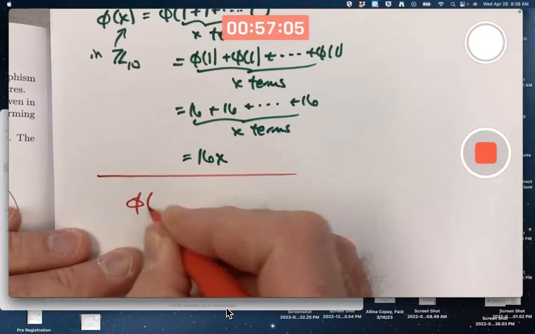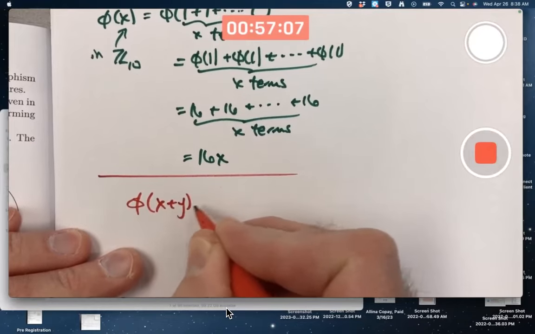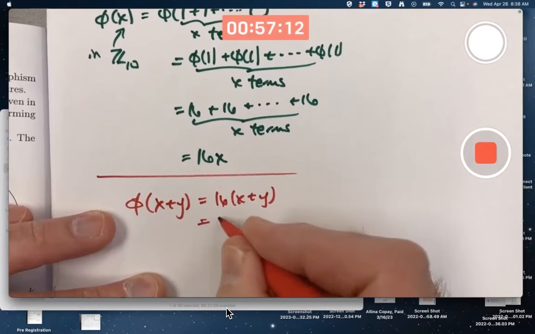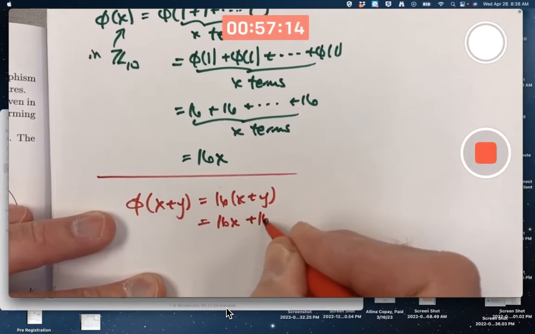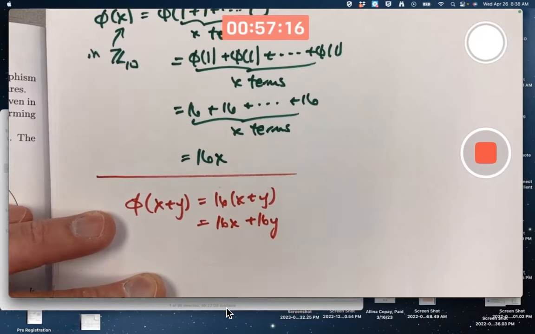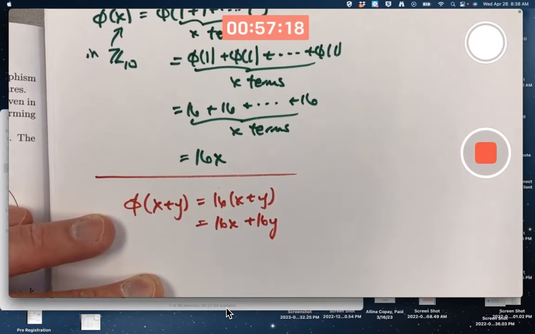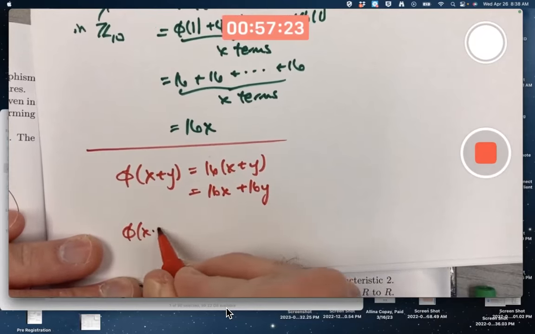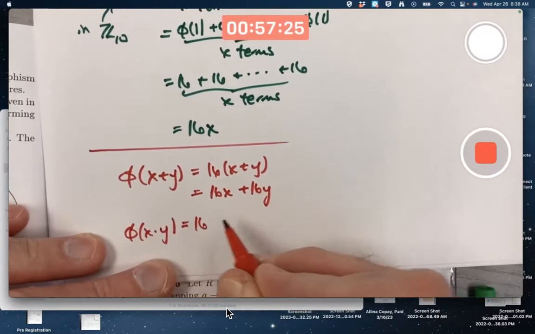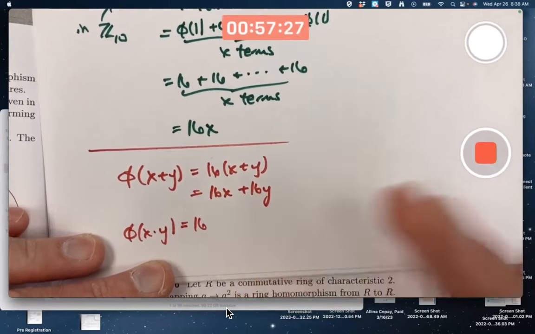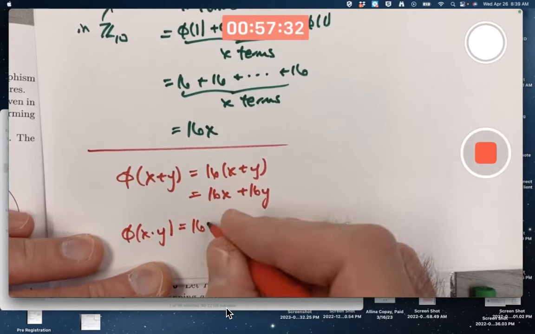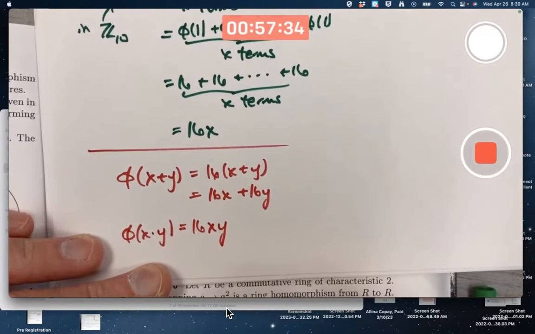Phi of X plus Y is 16 times X plus Y. And yes, in modular arithmetic, you can distribute the 16 through here. Yes, and you're still modding by 20 at the end. But that is something you can do with modular arithmetic. It's properties from chapter 0. It's a little trickier verifying this operation preserving with respect to multiplication.